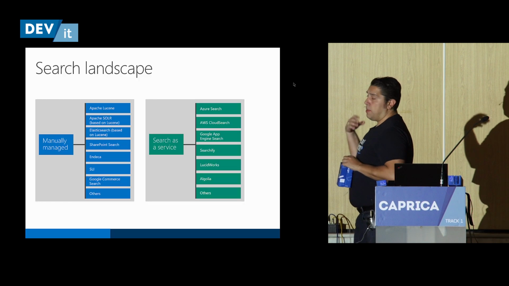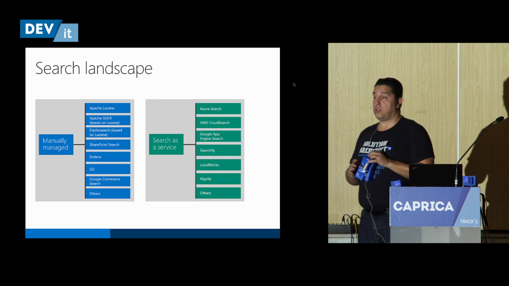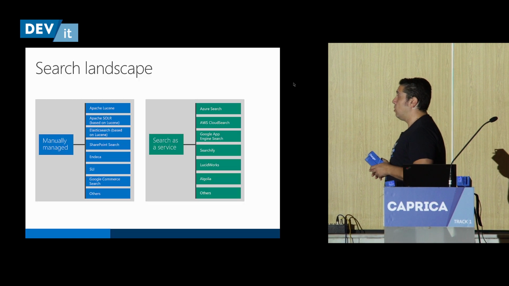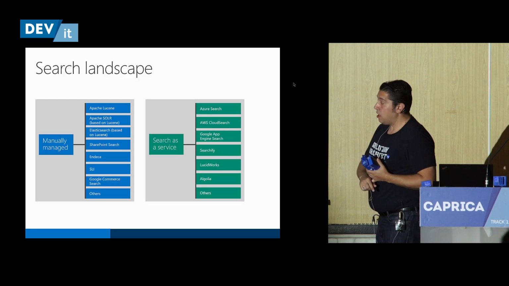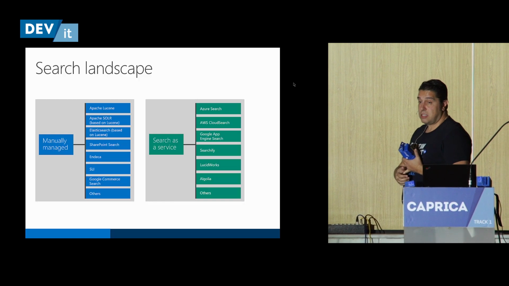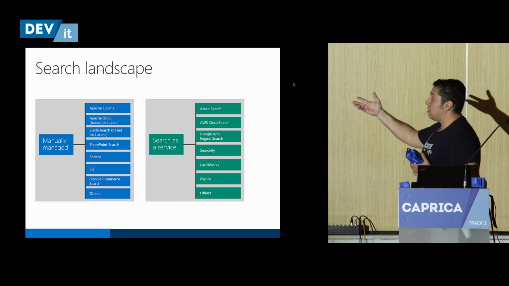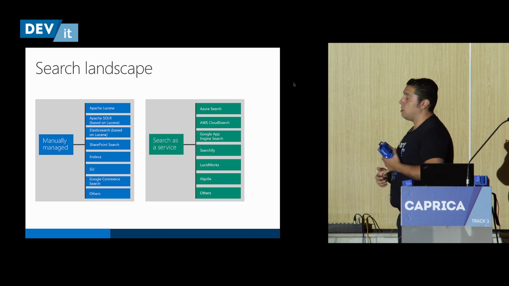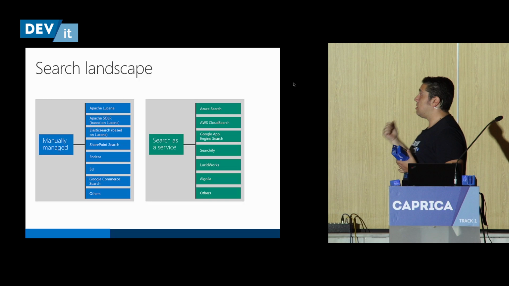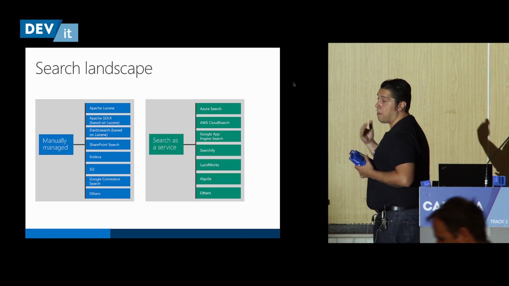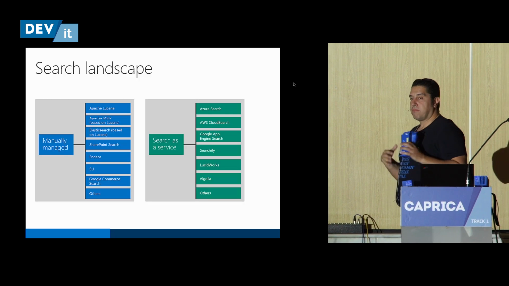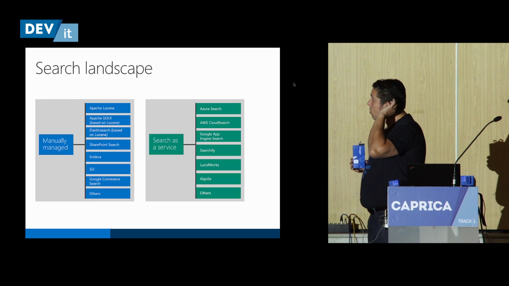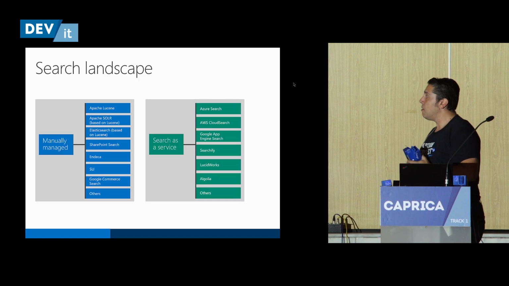Now, there are other solutions that you can use, and there are solutions that are manually managed, and you probably heard some of those, like Apache Solr or Elasticsearch, and some that are used as a service, search as a service. We've got our solution, which is Azure Search, and there is a competitive solution from Amazon, which was pretty much left out for quite some time. They are picking up right now.